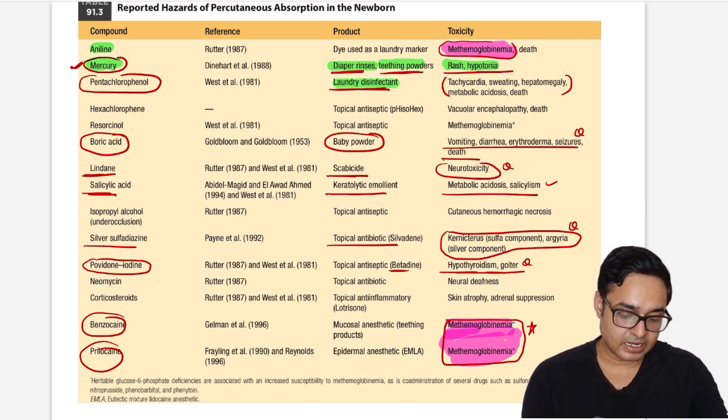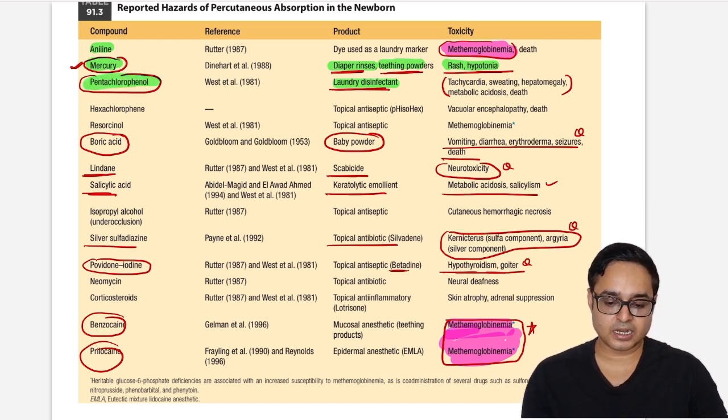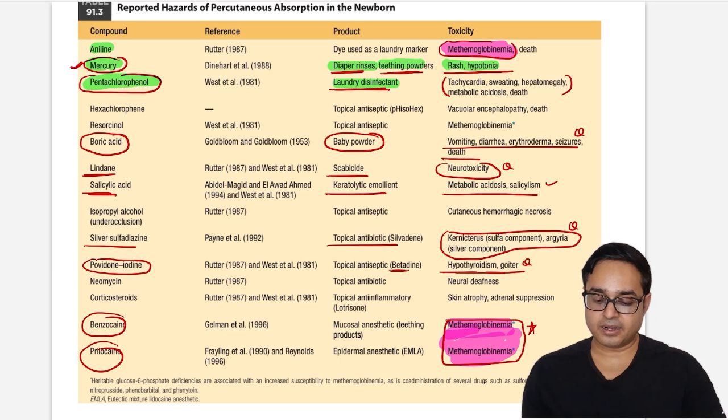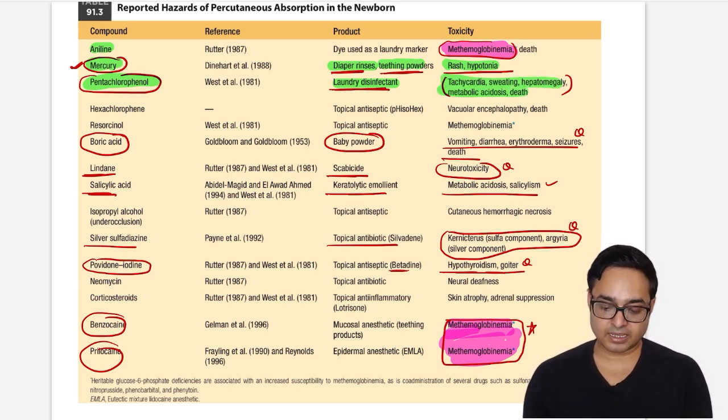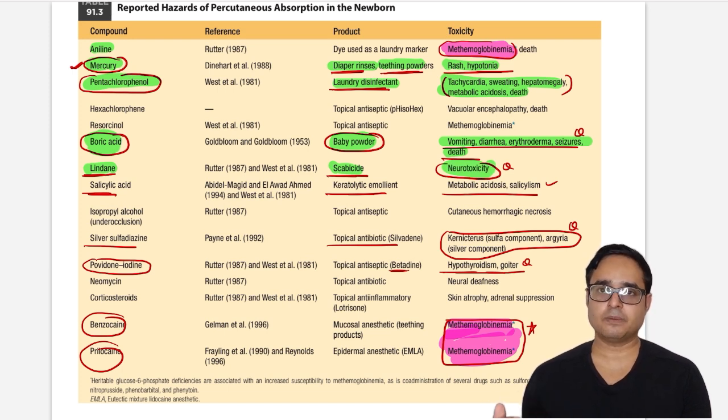Laundry disinfectant: one laundry disinfectant is pentachlorophenol. In this condition, what happens? Tachycardia, sweating, hepatomegaly, metabolic acidosis, even death can occur. Boric acid, which is used in baby powder, causes vomiting, diarrhea, erythroderma, seizures, and death. Lindane, which is used in scabies, causes neurotoxicity. That's why we use 5% permethrin in neonatal scabies.